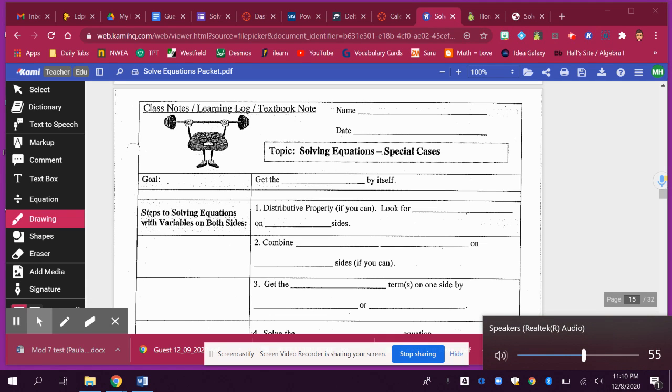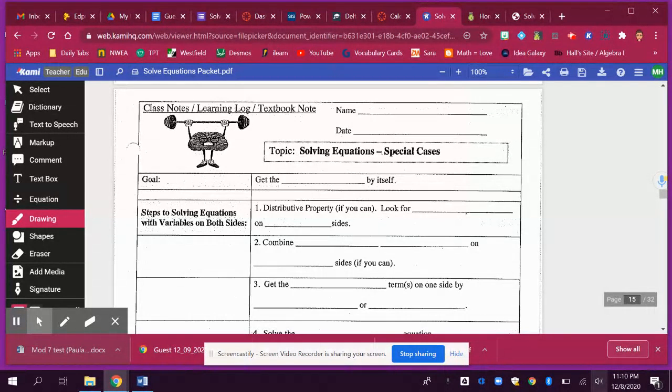All right, today we're going to be solving equations using special cases. Not using special cases, but these are a few special cases of equations that you might run across. We've already, I think, encountered a couple of them, so these won't be huge surprises. Our goal, as always, is to get the variable by itself.